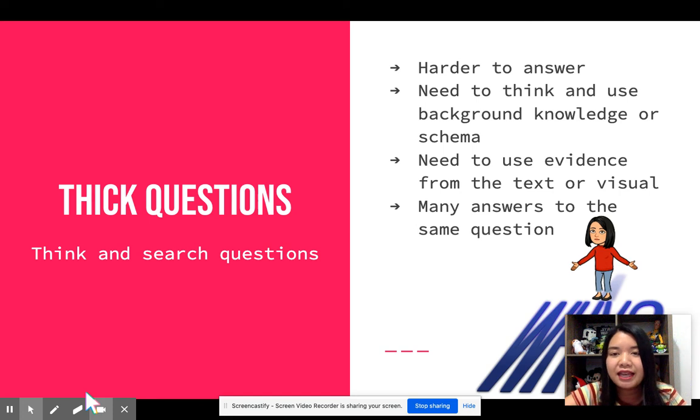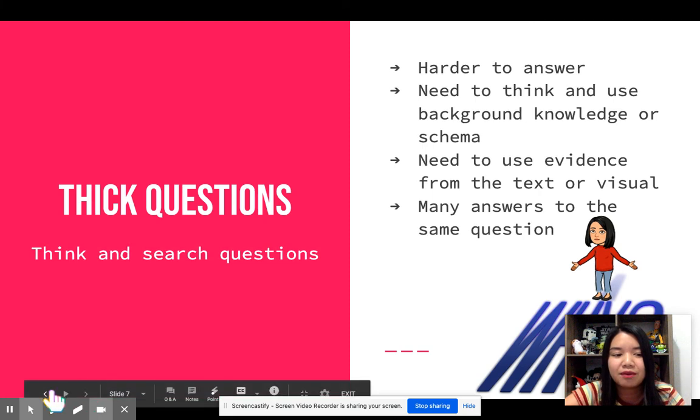These are harder to answer. You need to think and use your background knowledge or schema. Schema is another word for what you already know. And you need to use evidence from the text or visual to help you answer these questions. And these questions have many answers. There's no one right or wrong answer.